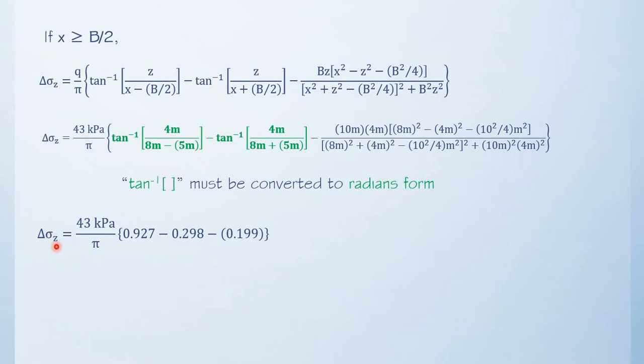the vertical stress increase at point A, that is 43 kPa divided by pi, multiplied by the quantity 0.927 minus 0.298 minus 0.199. So 0.927 and 0.298 have already been converted into their radians form. So therefore, the vertical stress increase at point A is given to be 5.844 kilopascal, and this is now our answer.